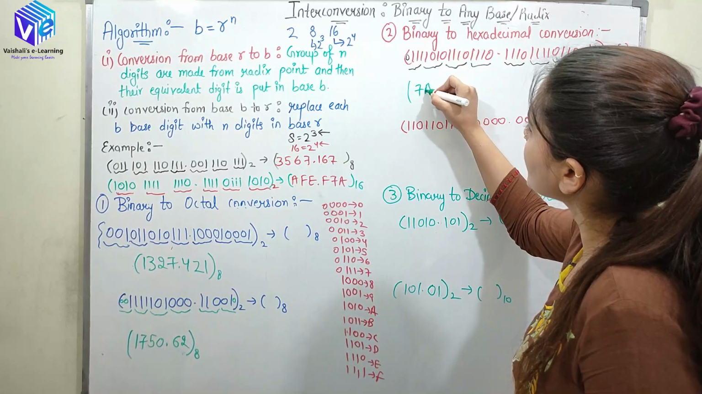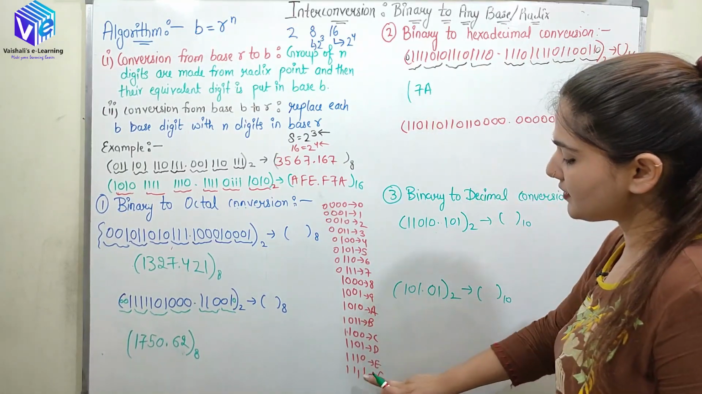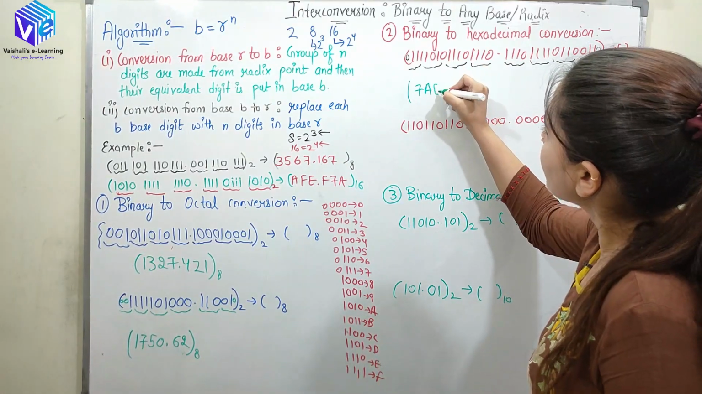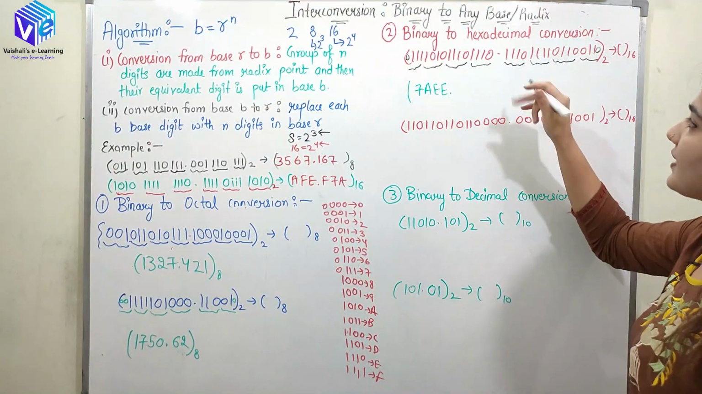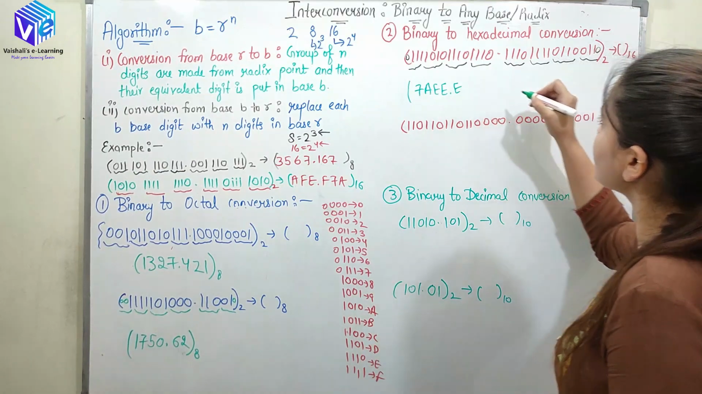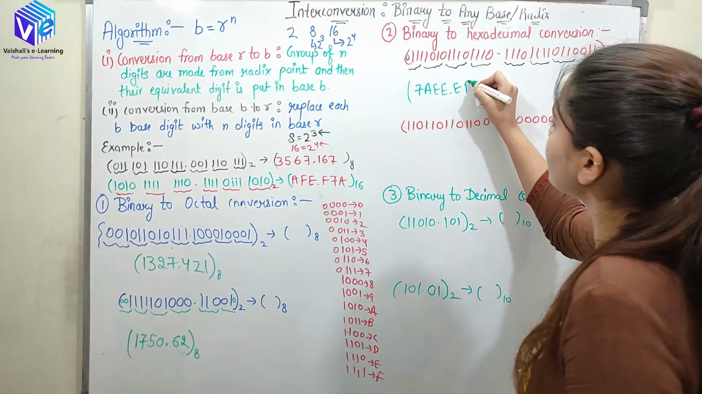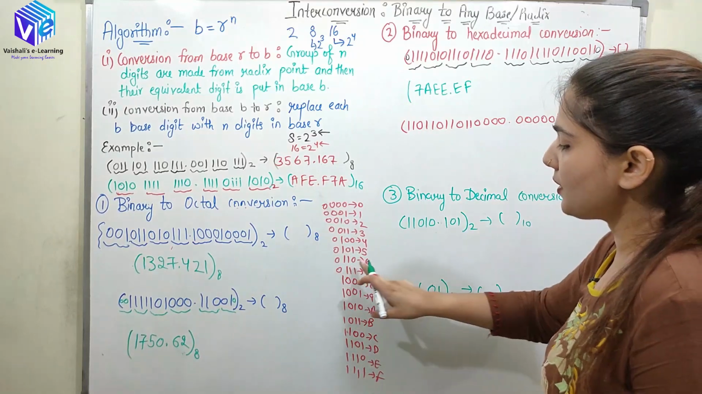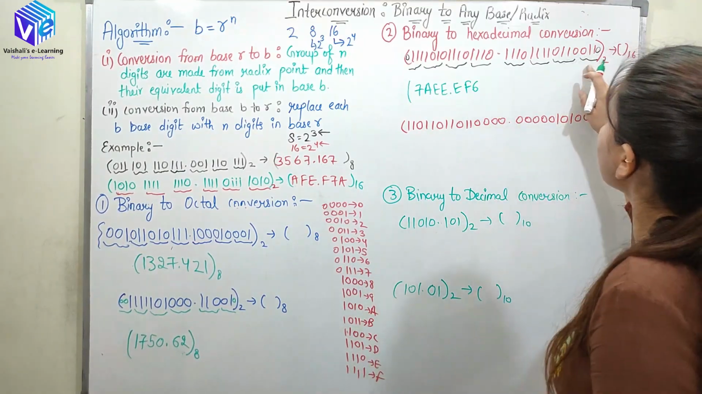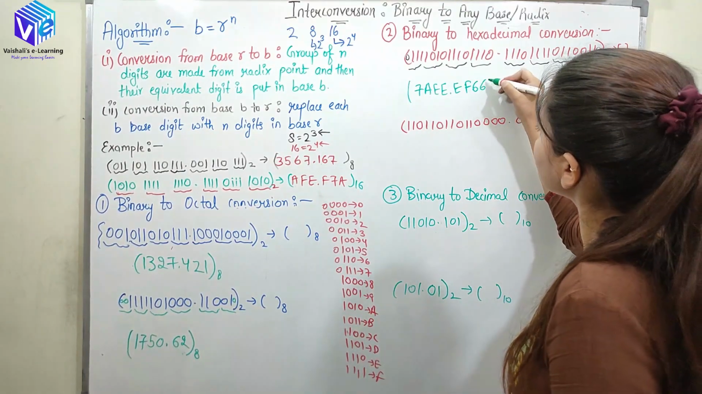1010 represents A. 1110 represents E. Then again we have 1110, which represents E. Then we have again 1110, which represents E. 1111 represents F. Now 0110. So 0110 represents 6, and 0110 again represents 6.